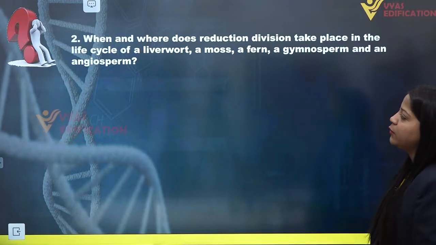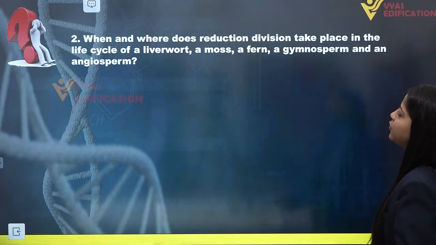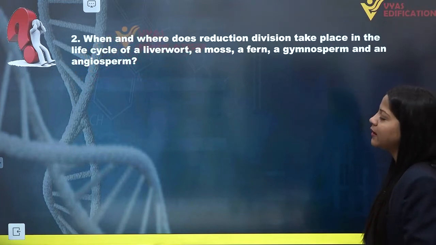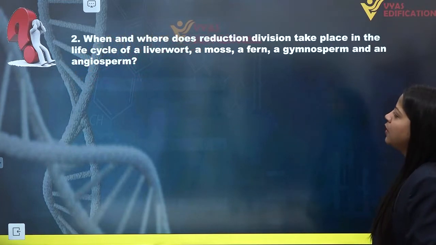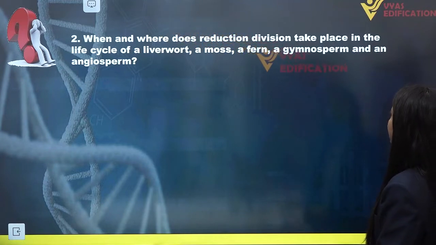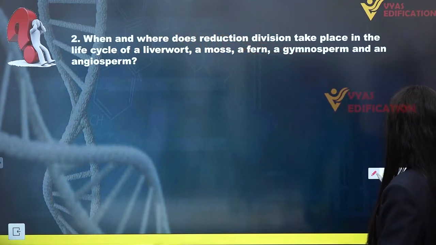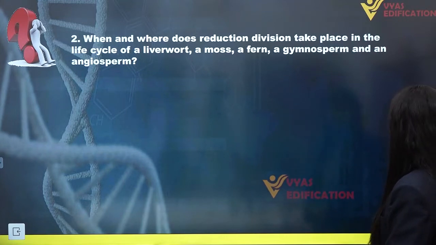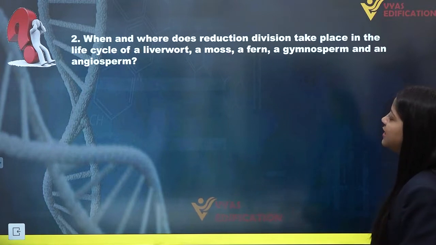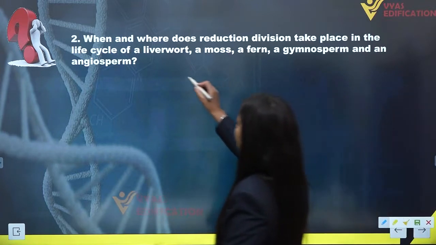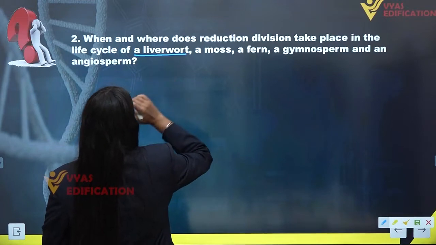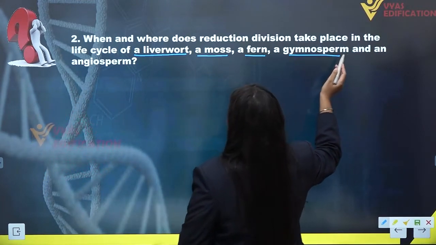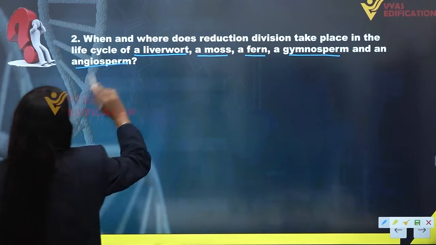Now let's talk about the second question, that is, when and where does reduction division, that is meiotic division, take place in the life cycle of a liverwort, a moss, a fern, a gymnosperm and an angiosperm. Now we are going to tell where actually the reduction division is taking place in each of these. First of all, we are going to see a liverwort life cycle, then a moss, a fern, gymnosperm, and finally we will move on to angiosperm.